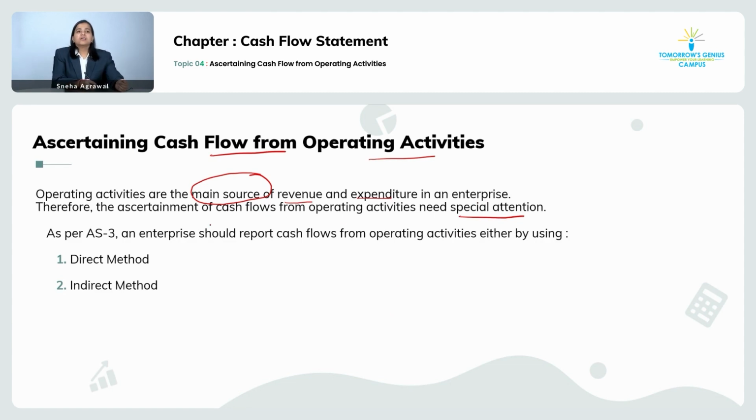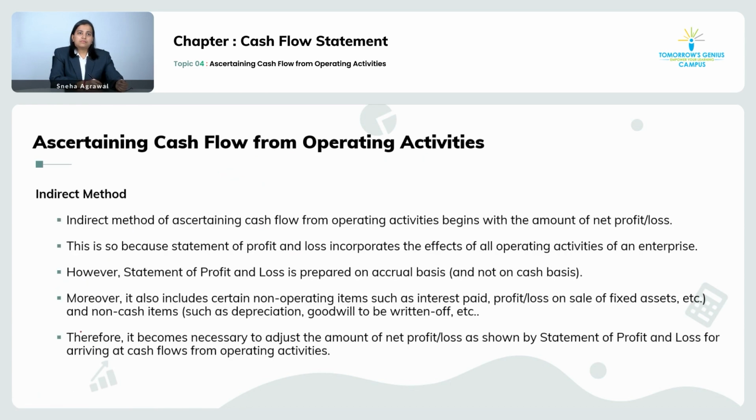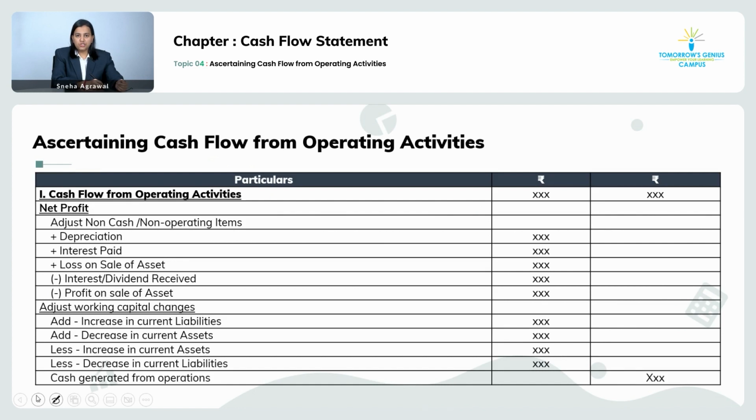Okay, let's start. So, as per Accounting Standard 3, there are two methods which an enterprise can follow. One is your direct method, the other one is your indirect method. For your exam purpose, the indirect method is applicable and we are also going to study the indirect method. Indirect method, what does it mean? Under the indirect method, the format will be in line with the slide mentioned here.